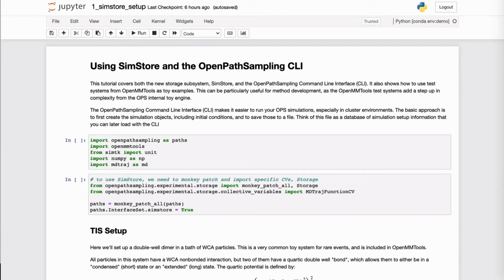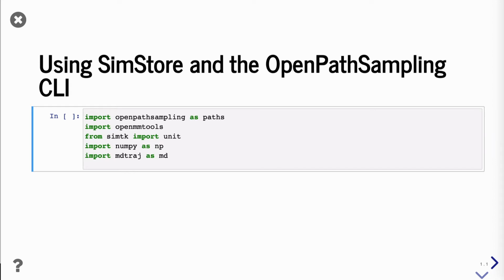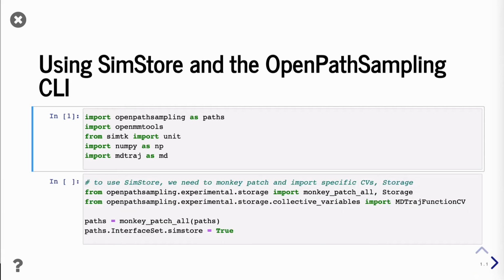Here we have a Jupyter notebook. This is available to you in our mini tutorials repository under the SimStore and CLI directory. I will actually be running this using the slides mode. So the first thing we do, as always, is to do our imports. So we import OpenPath Sampling, we'll be using OpenMM tools, we'll be using SimTK units, NumPy, and mdtraj.